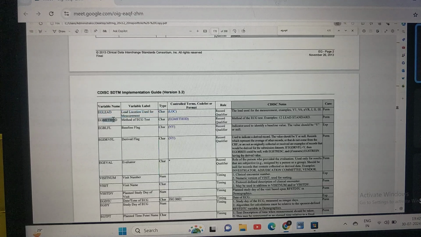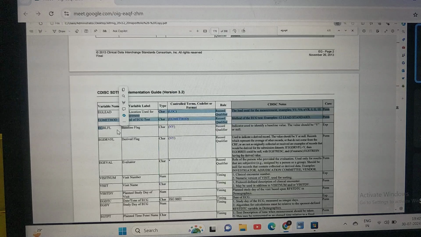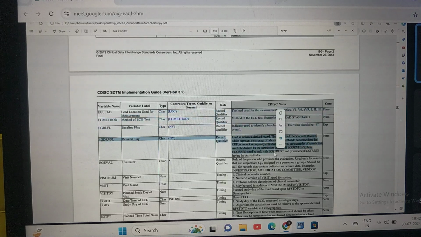The EGMETHOD, okay? So what kind of method is this? It's a 12-lead standard method or whatever it is. So with the medical terminology, what kind of method was used for the ECG? And then EGBLFL, again it's the baseline flag. You already know the definition of the baseline flag: the latest non-missing value prior to the treatment. The EGDRVFL is a derived flag: whichever record is derived, that particular record will have the derived flag as Y.